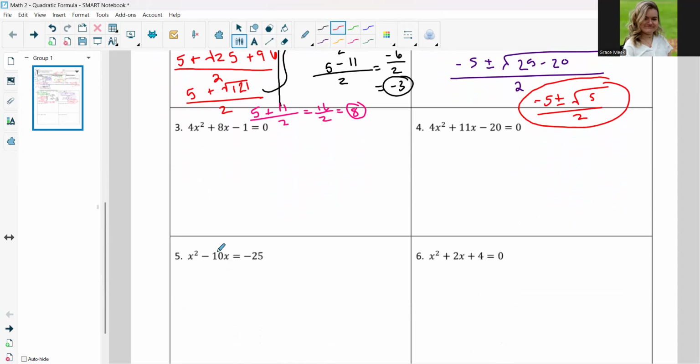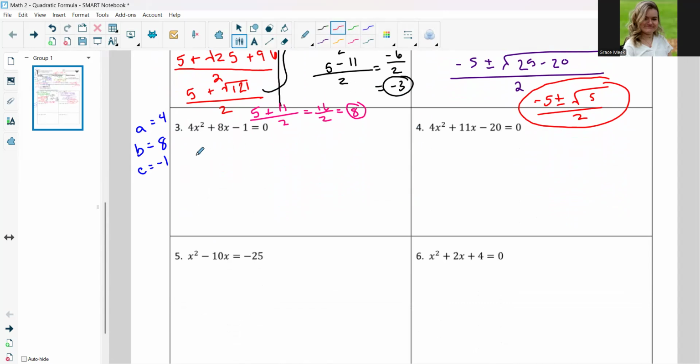All right, now moving on to a couple of examples where A is not 1. It still doesn't change too much because you can still plug it into the formula, but it takes a little bit more legwork. So what we're going to do is, again, have A equal the number in front of x squared, which is 4. We're going to have B, which is 8. And then we're going to have C, which is negative 1.